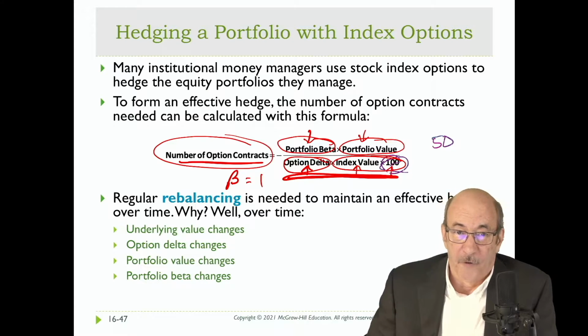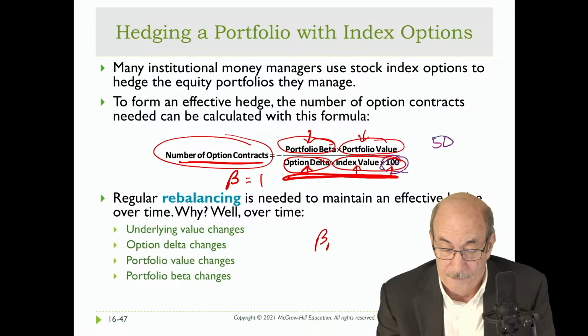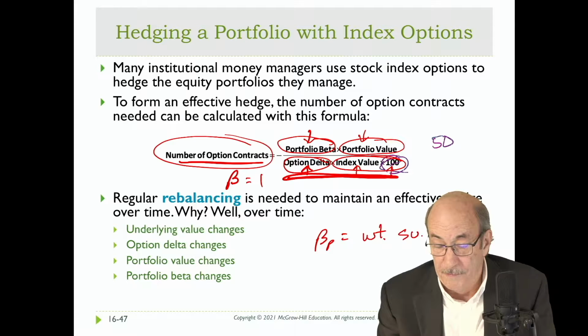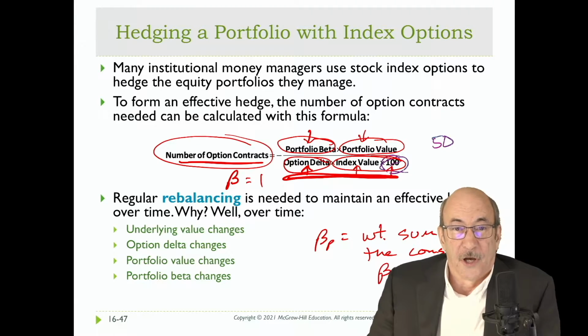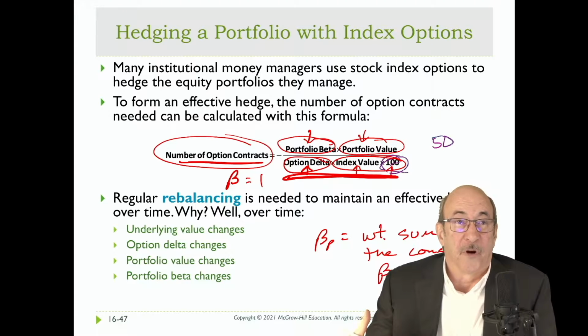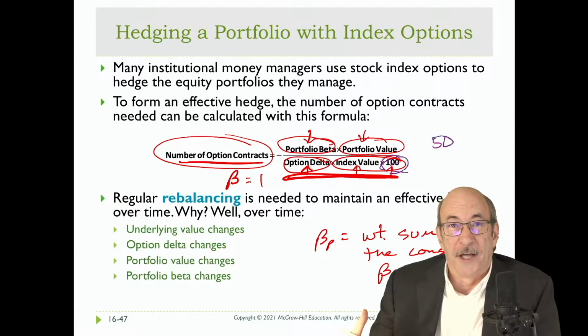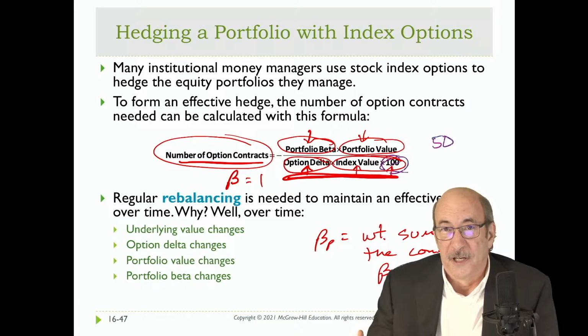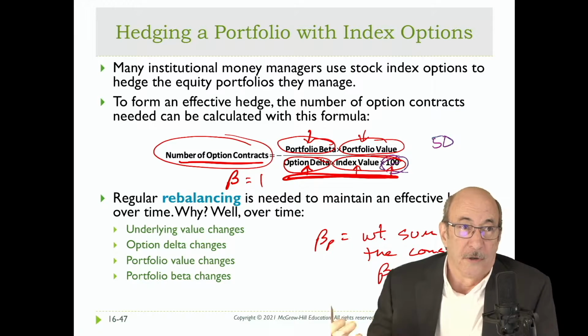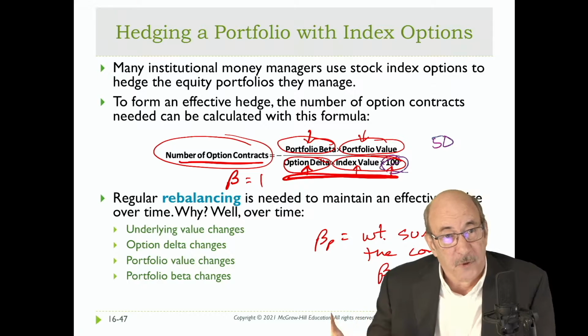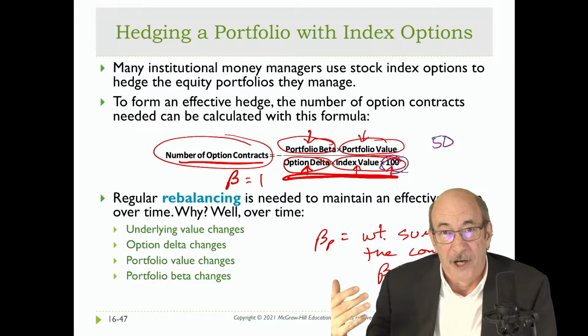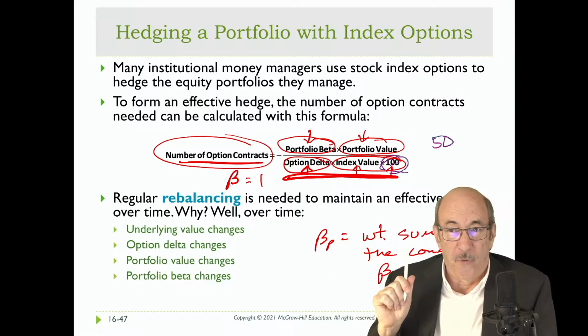So if I have a portfolio beta, remember that that's simply the weighted sum of the constituent betas. So I can easily calculate a portfolio beta, and depending upon what my portfolio beta is, will tell me whether I need more or less of the index option, because we're assuming we're using something like an S&P 500 index, which has a beta of 1.